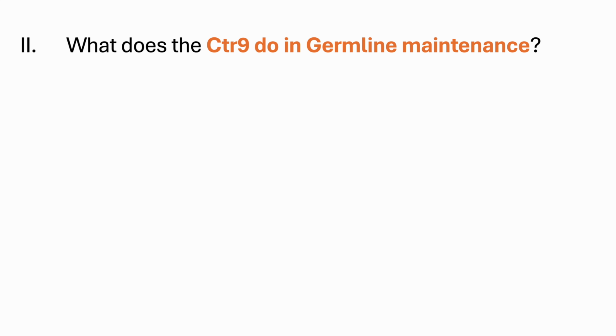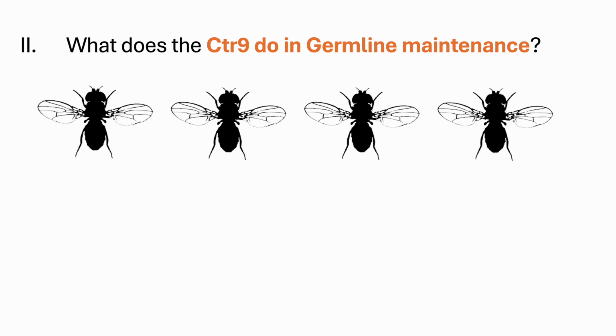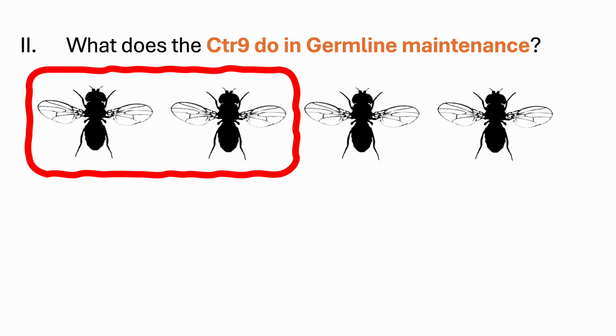So what you do is start with a bunch of flies. In some of them, you do not cause any changes. Those are your controls. But in some of them, you do take away the functioning of CTR9, specifically in the germline. The germline is where your gametes come from, the egg and the sperm.